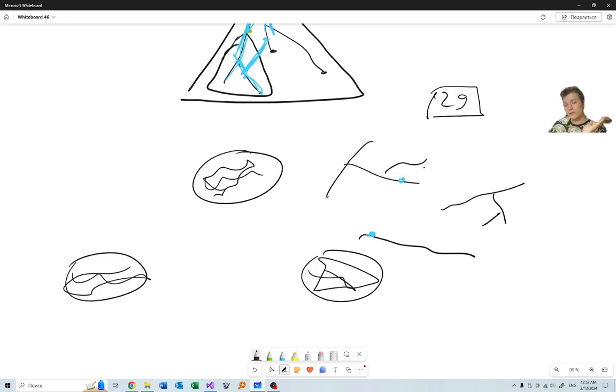And I don't know. Because if these two trees, for example, are connected like this, then there is no 29th bit. But if they are connected like this, there is the 29th bit. So actually, it is a tree with weights 1 and 0. And the question is, are they of the same parity or of different parities?